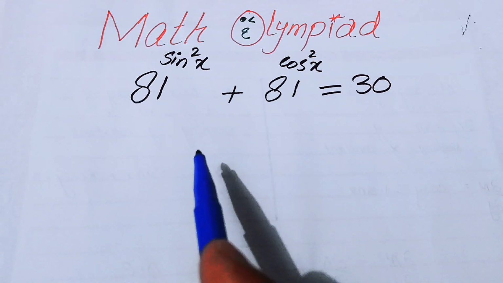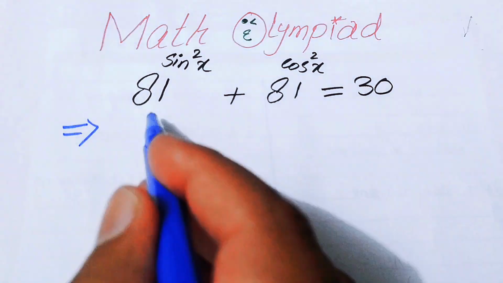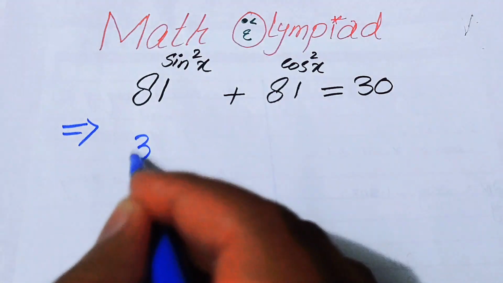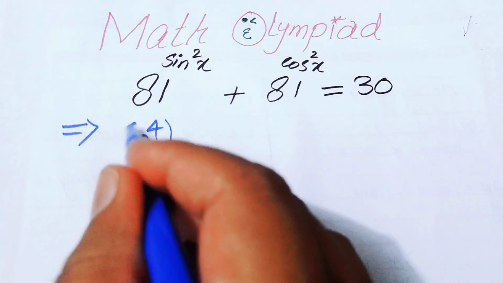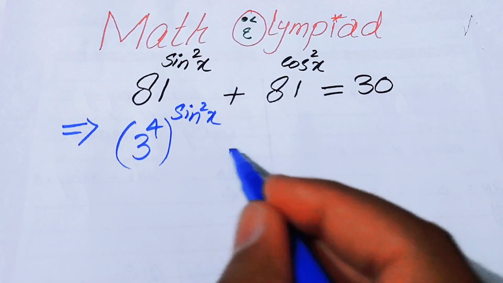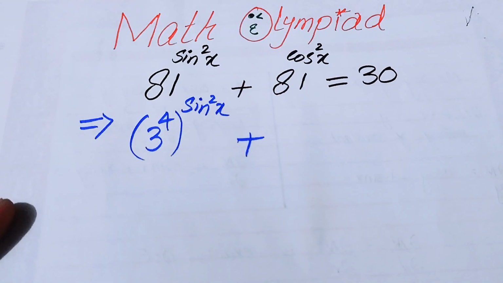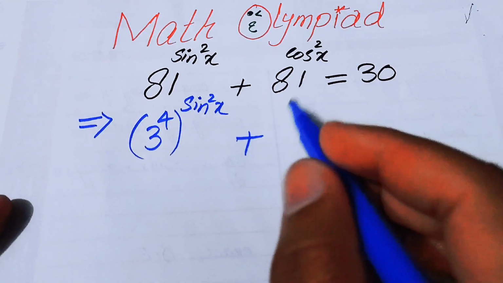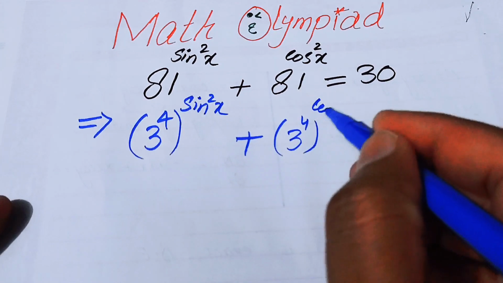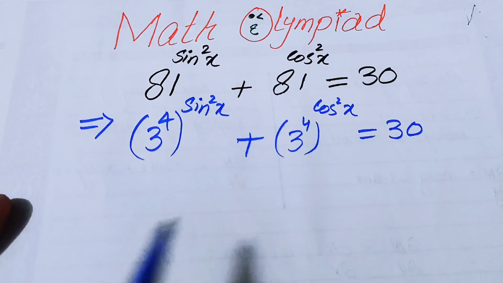So the very first thing we are going to do is make the factors of 81, and you know that the factors of 81 are 3 to the power of 4 and its whole power sine square x, plus similarly here you have 81. The factors of this 81 are 3 to the power of 4 and its whole power cos square x is equal to 30.